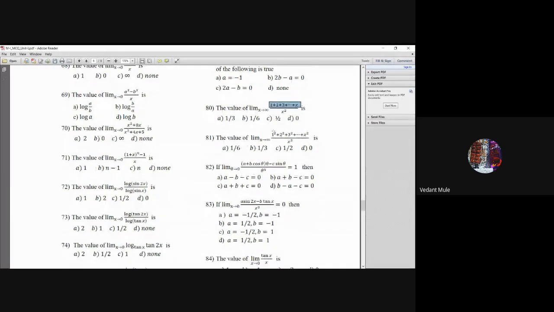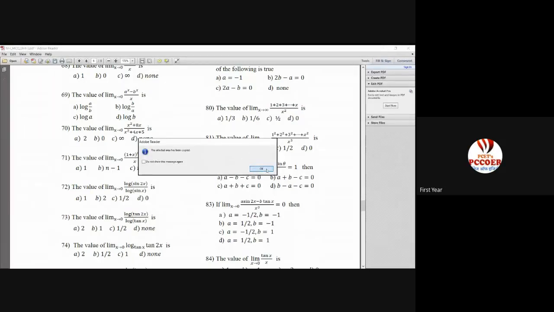Similarly, question 81. Sum of the first n square numbers. What's the formula for that? n into n plus 1 into 2n plus 1 by 6. So what's the answer? 1 by 6. Is that clear?